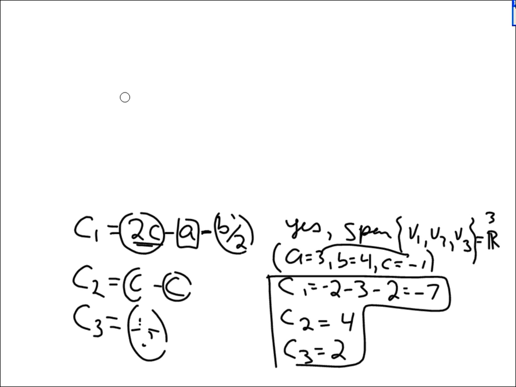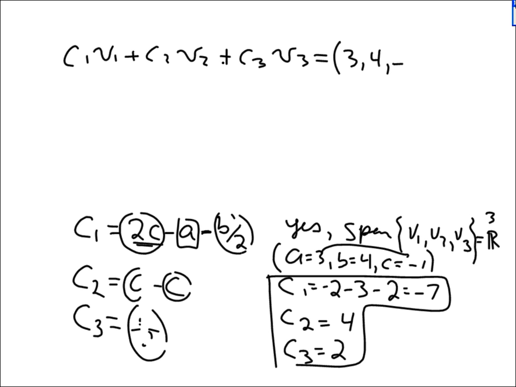So I pick the A, B, and C, and that gives me the values for C1, C2, and C3. So what we want to know is the following. Is C1 V1 plus C2 V2 plus C3 V3 equal to A, B, C? Where A is 3, and B is 4, and C is -1.